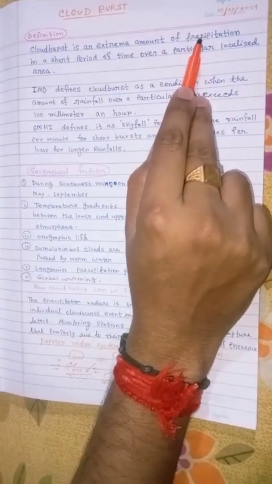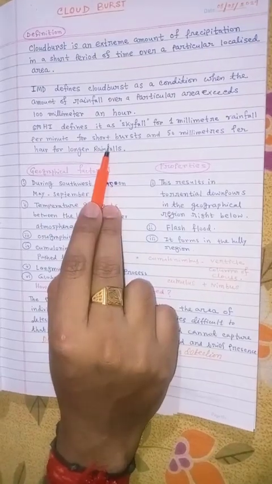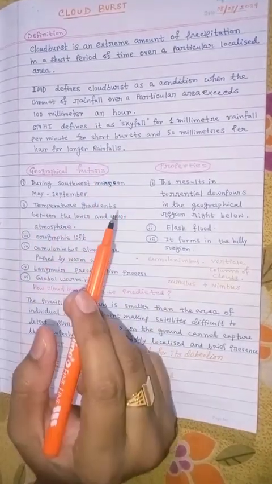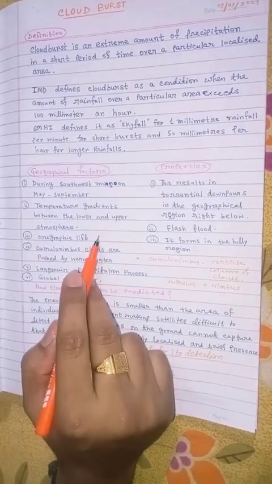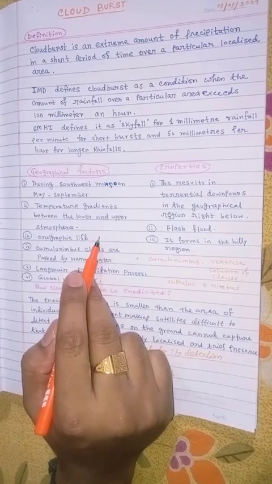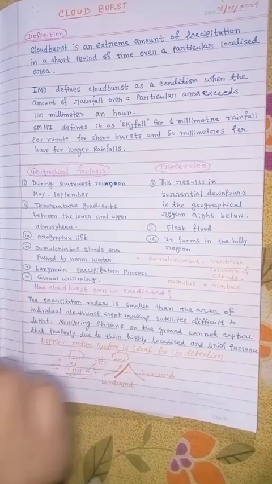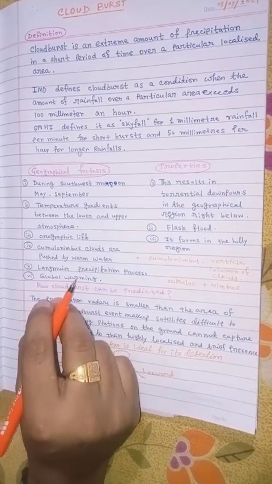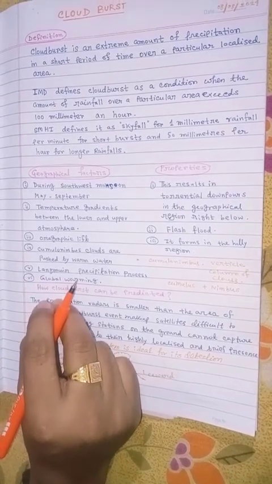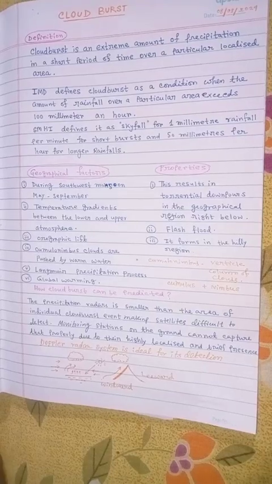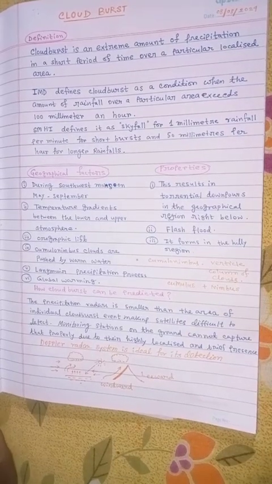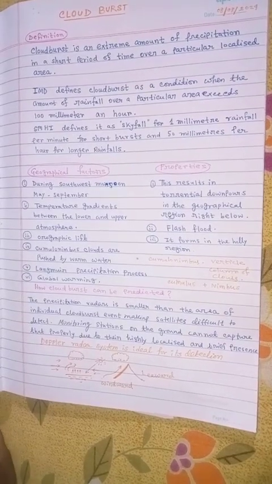Precipitation is any product of condensation of atmospheric water vapor that falls from clouds due to gravitational pull. And condensation means the transition of water vapor to water. So precipitation can be drizzle, rain, sleet, snow, ice splits.